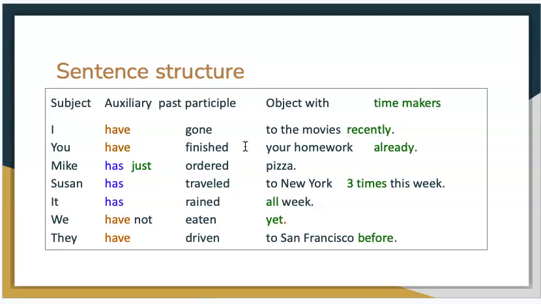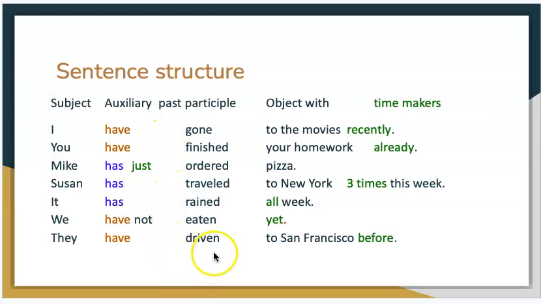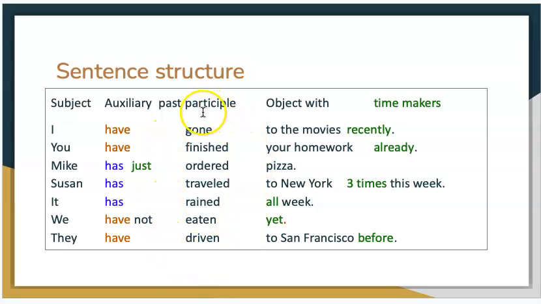I finish my homework every day on time. I finished my homework yesterday. I have finished my homework already. So these are the participle forms of the actions. Then we have an object.